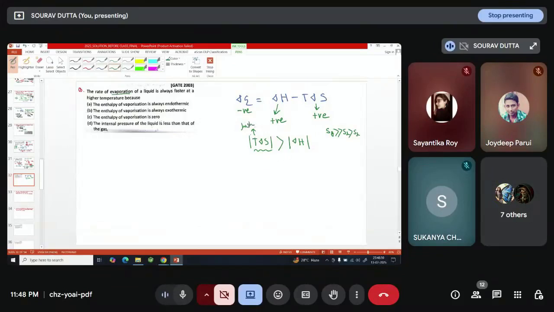If T is high, if we do it at high temperature, then the T delta S value will be higher and this negative value will overcome the positive value of delta H and overall delta G will be negative. So the answer is it is favorable at high temperature. That means this delta H is positive, so it is an endothermic reaction. Enthalpy of vaporization is always endothermic in nature.